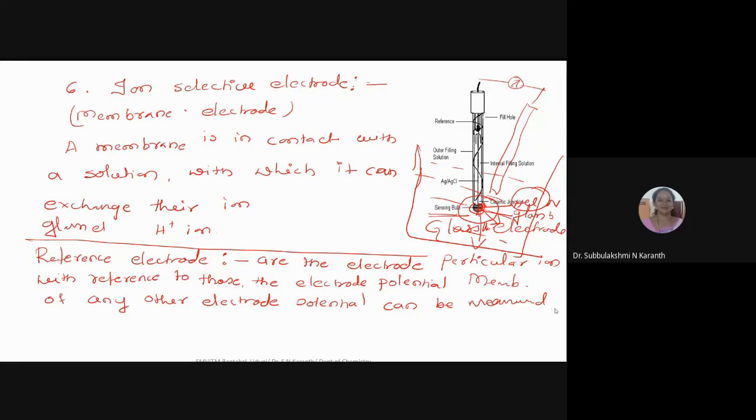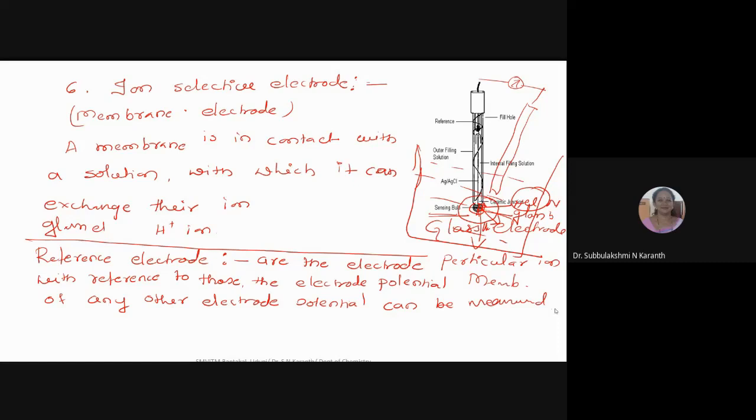depending upon the nature of the other electrode. That means it is not restricted. This electrode should act as anode or this ion selective electrode should act as cathode, it's not restricted. It depends upon the other electrode. Based on the other electrode potential, the reference electrode acts as anode as well as cathode.